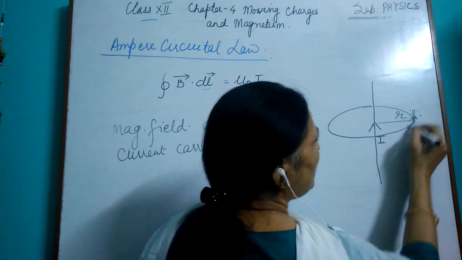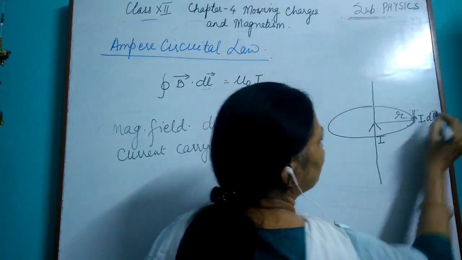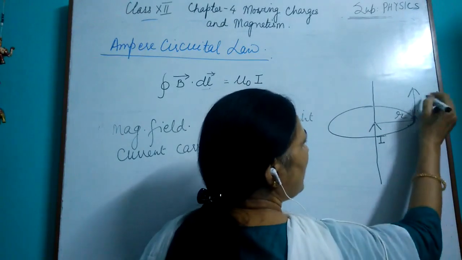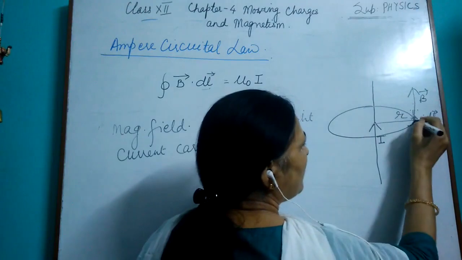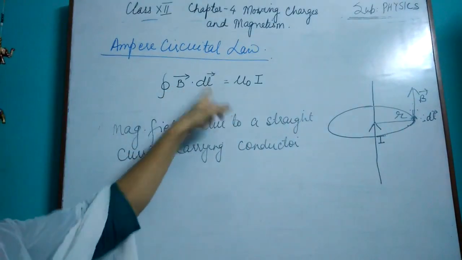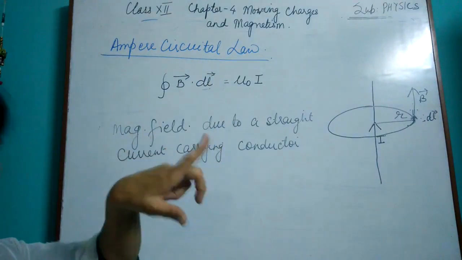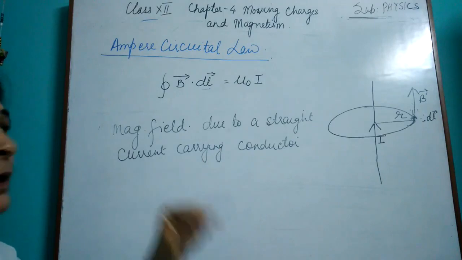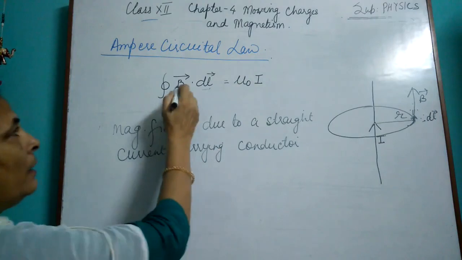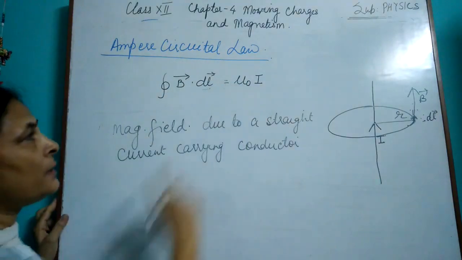See, this will be on the circle only. So current element dl, the direction of magnetic field at dl, as we have done in Gauss's theorem also. Like we had found out the surface at that particular point and then the direction of electric field. Now, this is according to Ampere's second law, this is the statement.